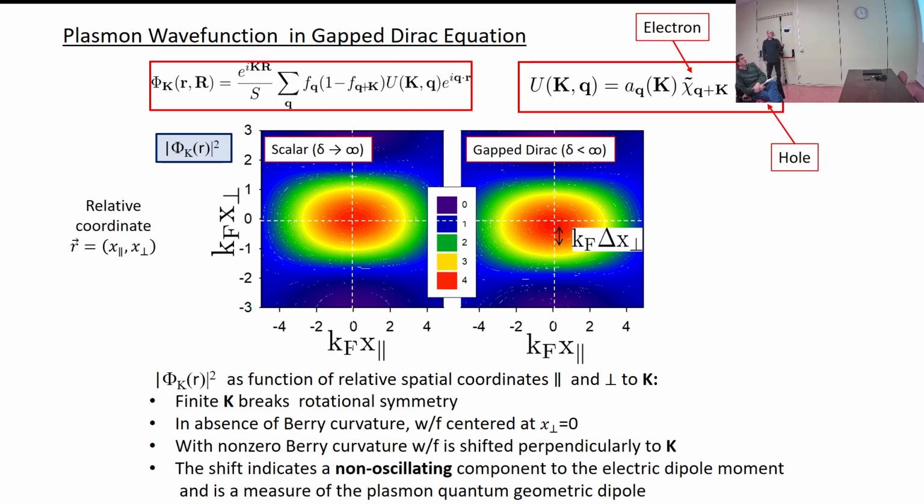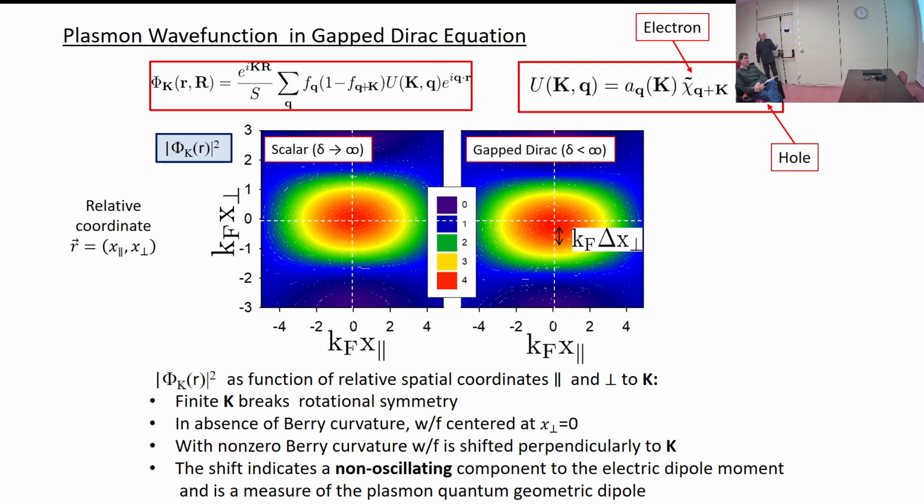So here we have a representation of this wave function in two different limits. One is where the Berry curvature goes away. This is shown as a function of the difference coordinate between the electron and the hole. The important point is that it's centered at r equals 0, which says that the oscillations of the plasmon are basically symmetric around the center point of your particle and your hole.